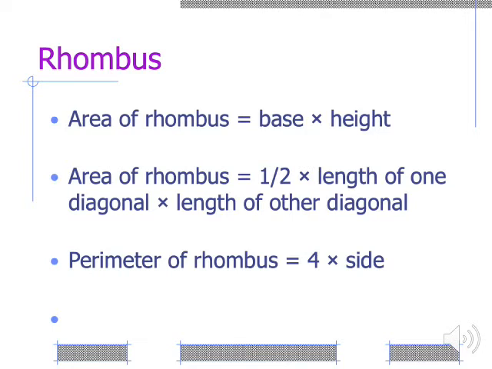So the rhombus, if you find the area of the rhombus, it's also the same as base times height. Or we can have the formula 1/2 the length of one diagonal times the length of the other diagonal. So 1/2 times D1 times D2. And the perimeter, just like a square, you will multiply the measure of one side by 4.